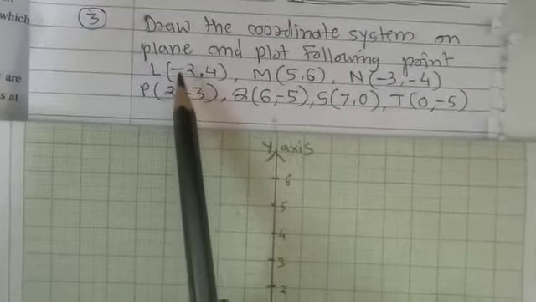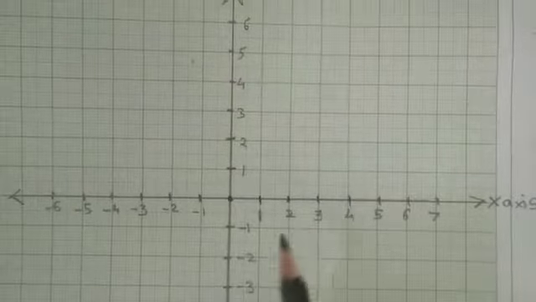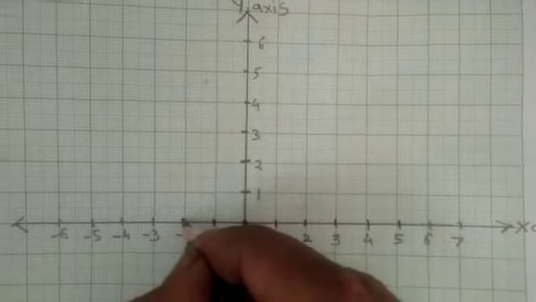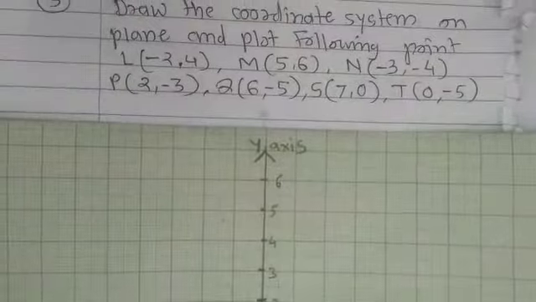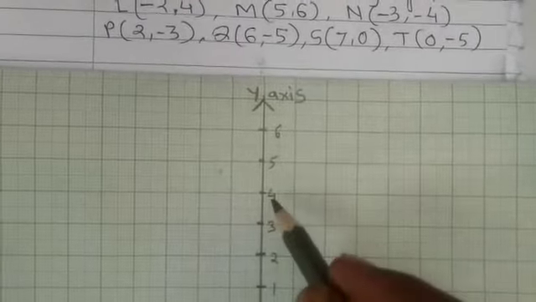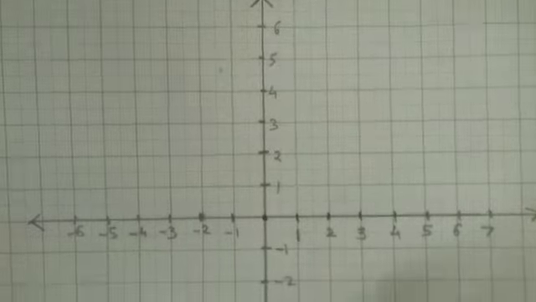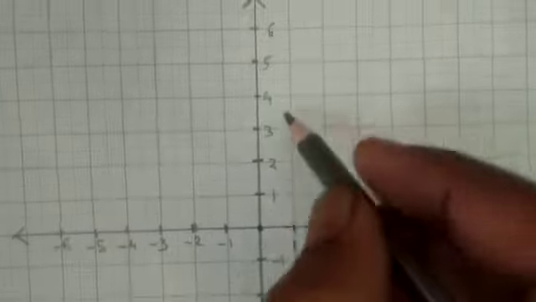Okay, so the x coordinate is -2. See the x axis. Where is -2? This is the -2. Okay, now the y coordinate is 4. Where is 4 on the y axis? See, is it on the upper side or lower side? Lower side is minus 4 and upper side is 4.